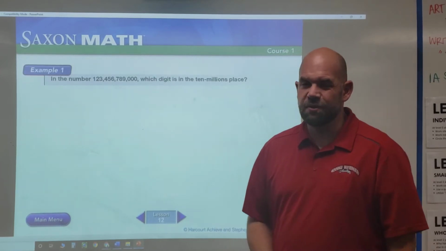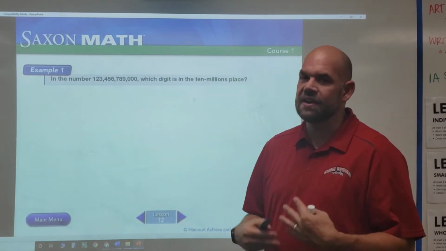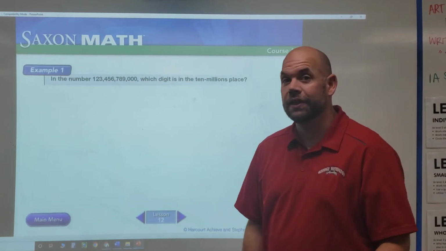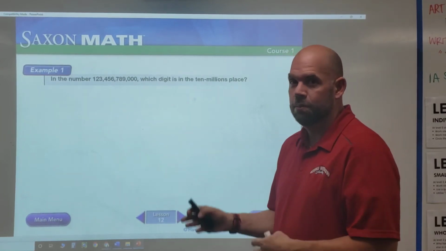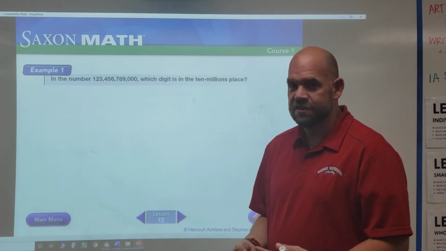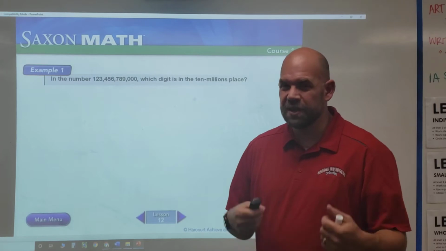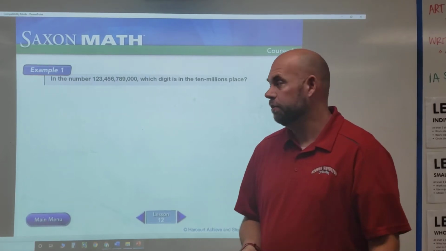This is something that even adults mess up on, so it does take a lot of practice. It will make your life easier if you can quickly identify the place value and the digits or the decimal point, and so that's why we practice it. If you get good at this now, it's going to make your whole life a little bit easier.